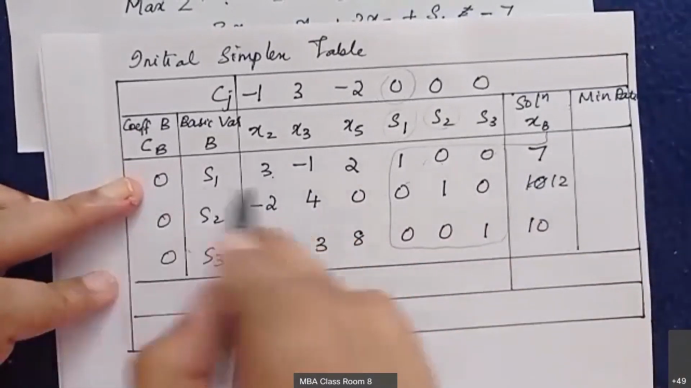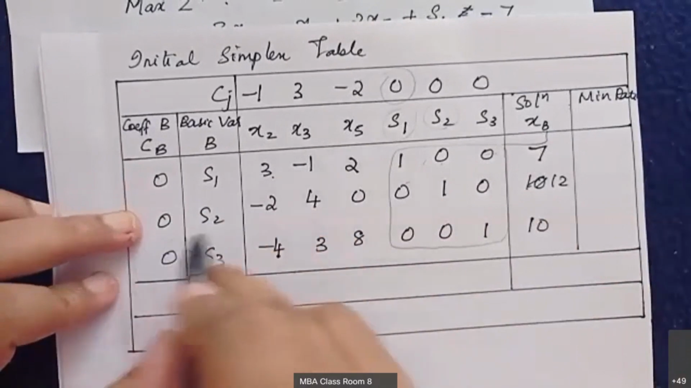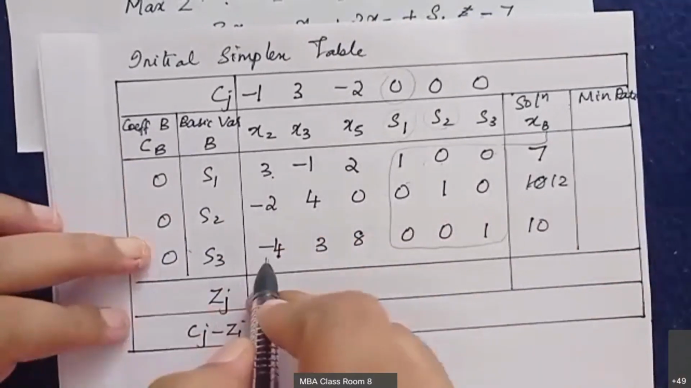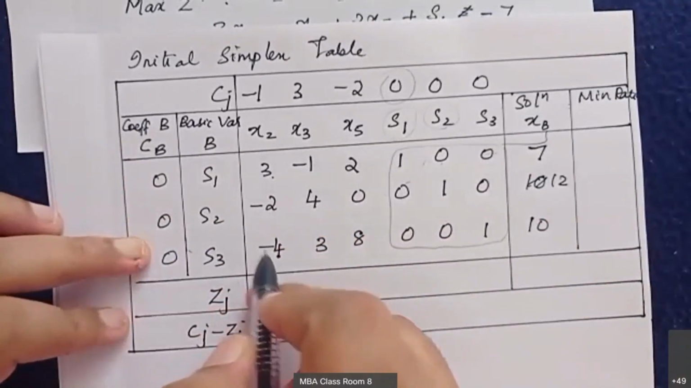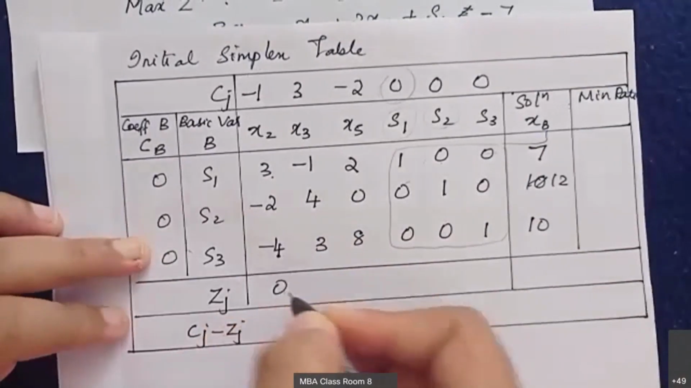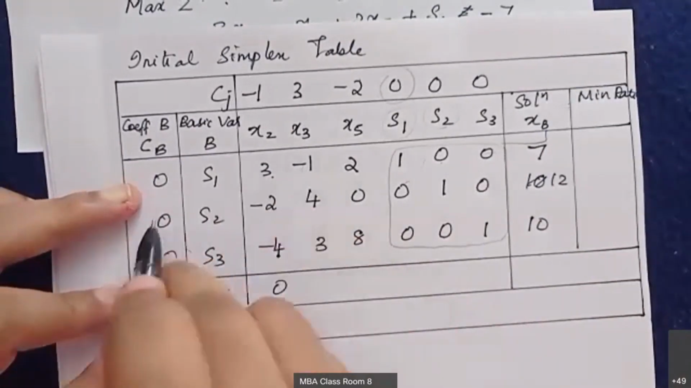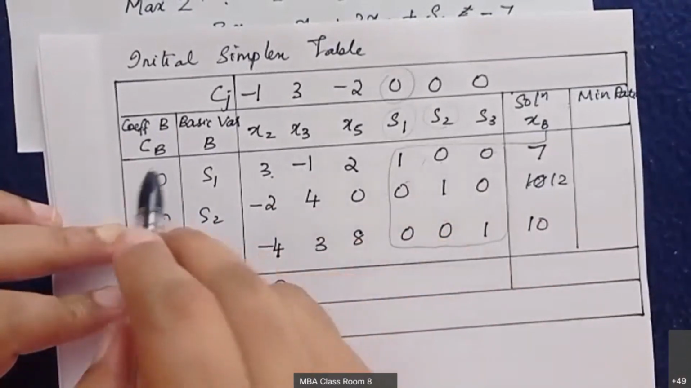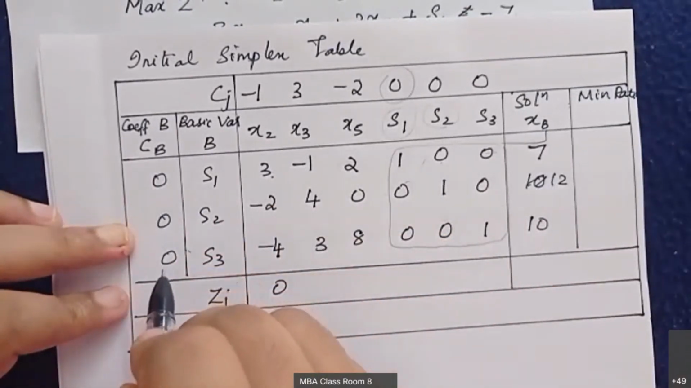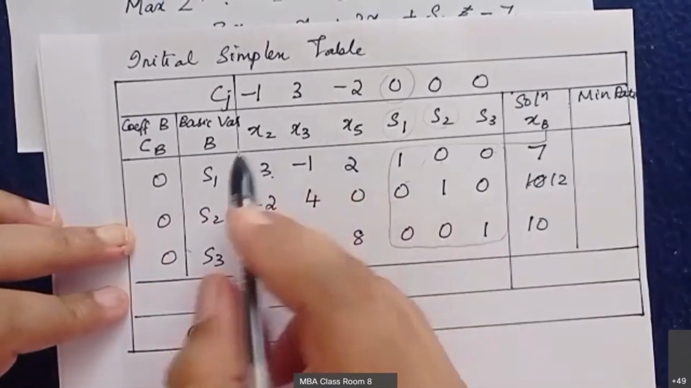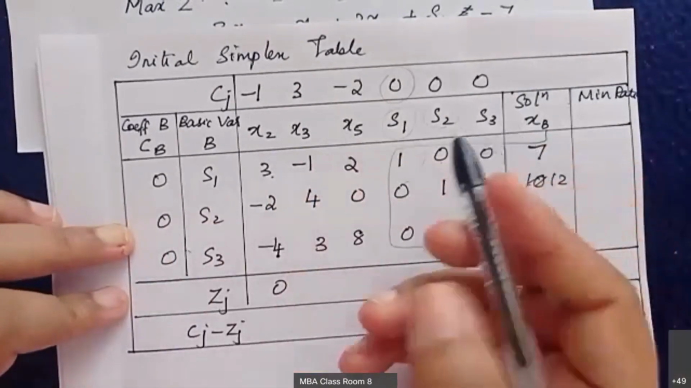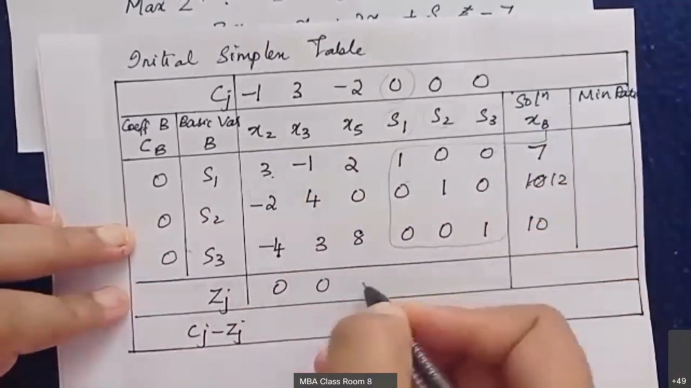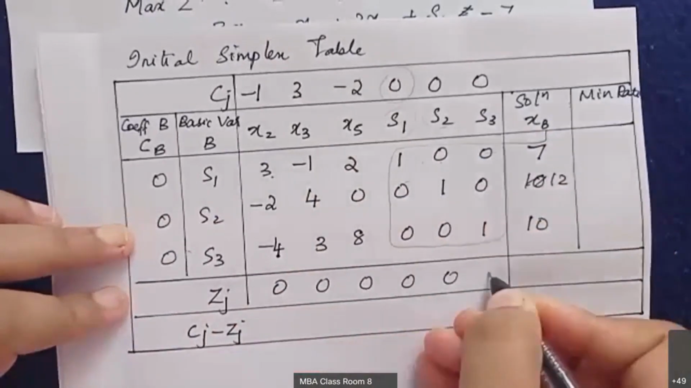0 into 3 is 0, plus 0 into minus 2 is 0. 0 into minus 4 is 0. So all the numbers will become 0. Similarly, since we are multiplying each number with 0, everything is going to be 0. You don't have to calculate anything. See, over here we have all the numbers as 0, so even if you multiply it, everything is going to be 0. So I'm just going to put 0, 0, 0, 0 and 0.